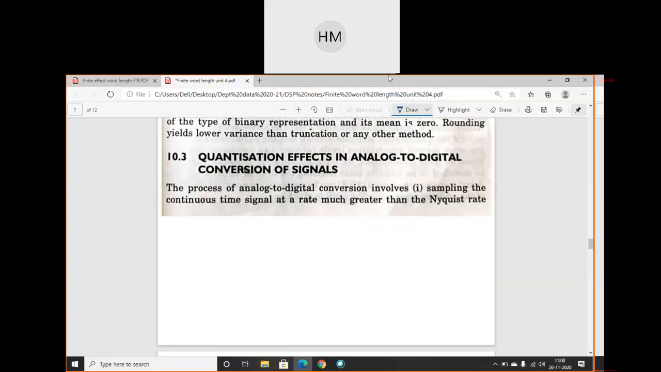Yes, students, what is Nyquist rate? Sampling theorem. कौन बताएगा? Who will reply?